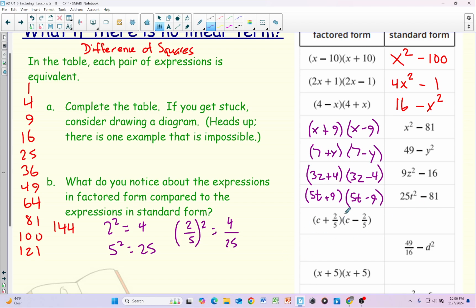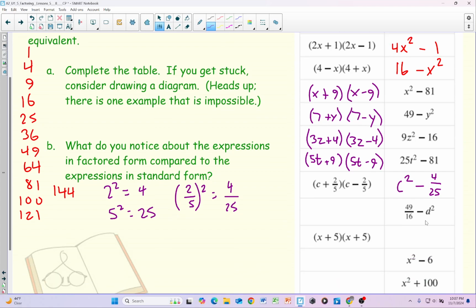So how does that work for this one? Well, we're going to do much the same thing. C times C is C squared, right? Minus and plus, so default minus. And now 2/5 squared is 4 over 25. Just like that. And here we don't have to worry about fractions. So, same thing. Even with fractions, the fractions have to be composed of these numbers in order to work. So you'll see 49 over 16. Well, here's 49, here's 16, right? So what will this factor into?